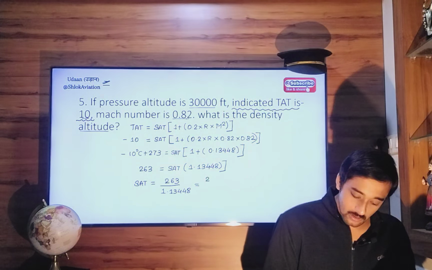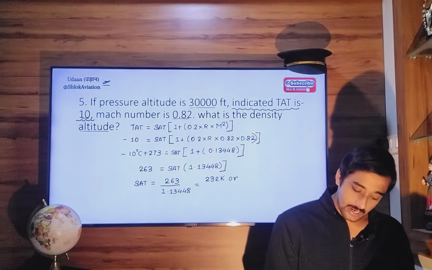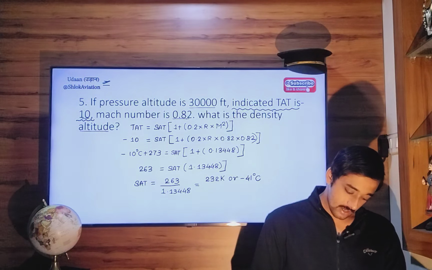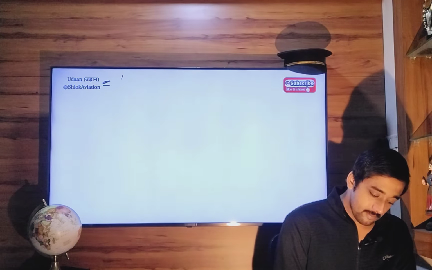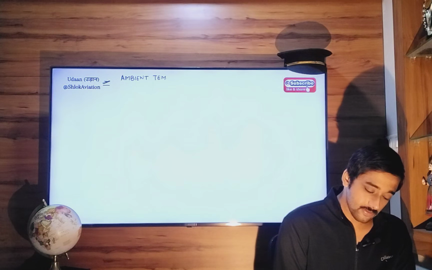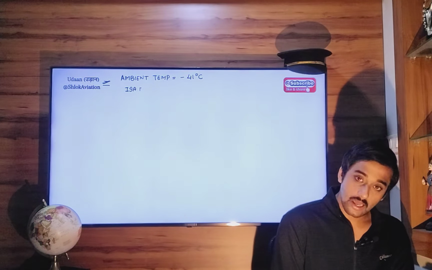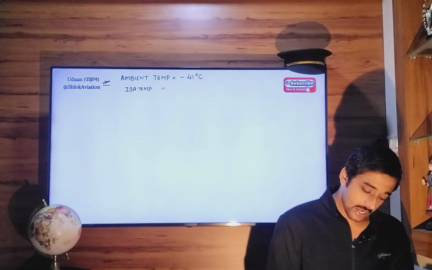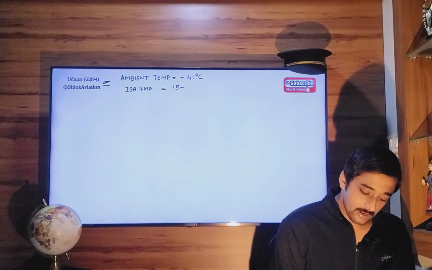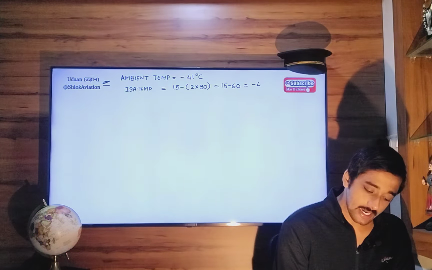That is 232 Kelvin or -41 degrees Celsius. Now that means the current ambient temperature in the atmosphere is -41 degrees Celsius. ISA temperature at a pressure altitude of 30,000 feet is 50 minus 2 into 30, which is equal to 50 minus 60, or -45 degrees Celsius.